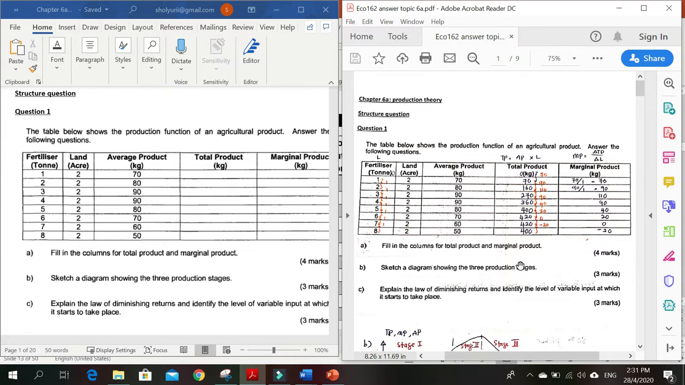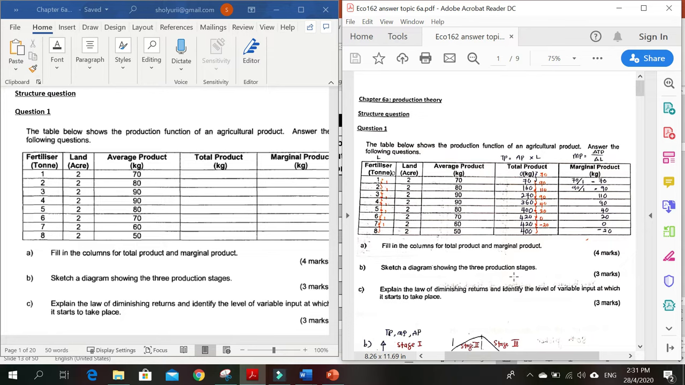Just manipulate the formula. Okay, kat sini kenapa saya letak macam ni? Sebenarnya, simbol untuk matematik, kalau change tu, kita boleh buat segitiga tu. Change in total product, over change in labor. It's basically the same formula with the formula of AP, cuma you letak changes je kat depan. Okay? So, we answer this question. Fill in the column for total product and marginal product. Okay, done there.